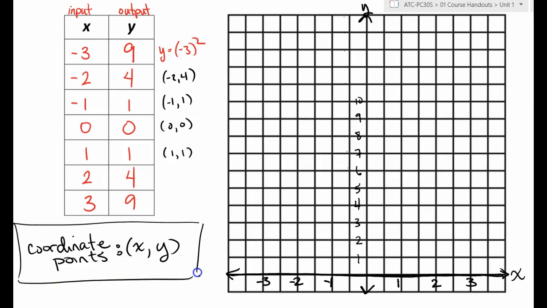Always. There's never an exception. Horizontal before vertical, independent before dependent, input then output. Whichever way you want to think about it. From here, I'm going to plot all these. So I've got 0 and 0, 1 and 1, -1 and 1, 2 and 4, 3 and 9, -2 and 4, -3 and 9.